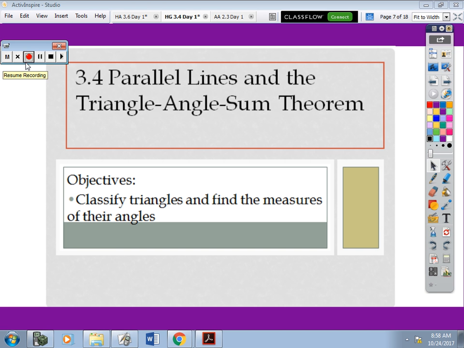We're also going to learn polygon angle sums, so like how many degrees are in a quadrilateral or a pentagon or a hexagon. That's where we're going with this. Today we'll start with triangles. We're also going to classify them.